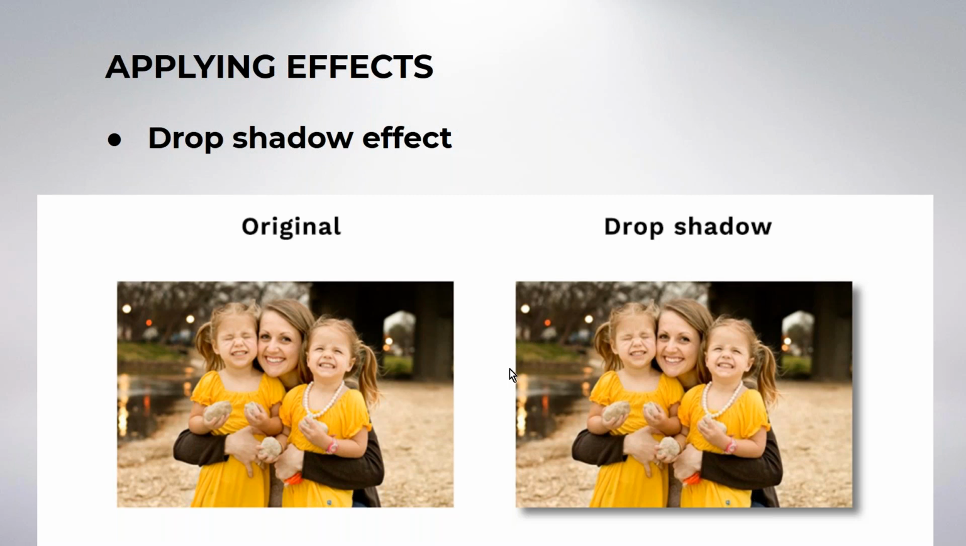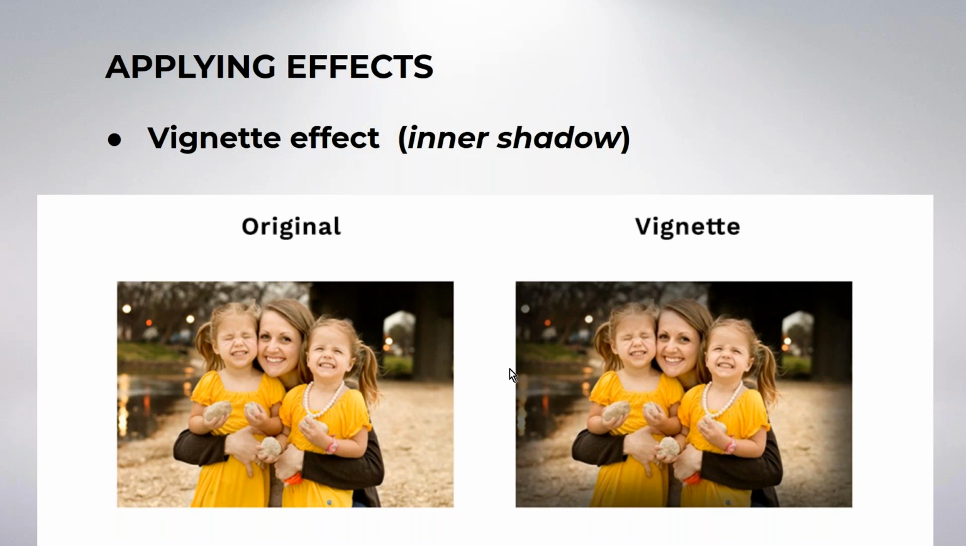A similar option is a vignette. Vignettes are shadows that appear on the inside of your photo box. A vignette adds a dark, blurry shadow to the edges of your photo box. And like the drop shadow, you can adjust the color, size, and transparency.